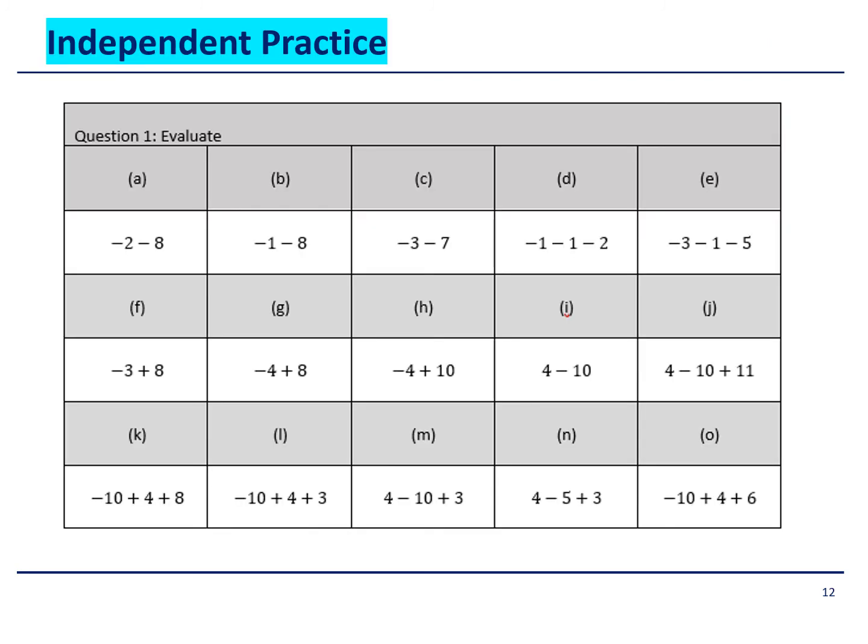Okay, on to the fun part. This is where you guys fully take over. We need to evaluate all these sums here. Okay, 10-minute marker, set your timer, and let's try and work through all these. Pause the video whilst you're doing this, and then when you're ready, we'll reveal the answers.